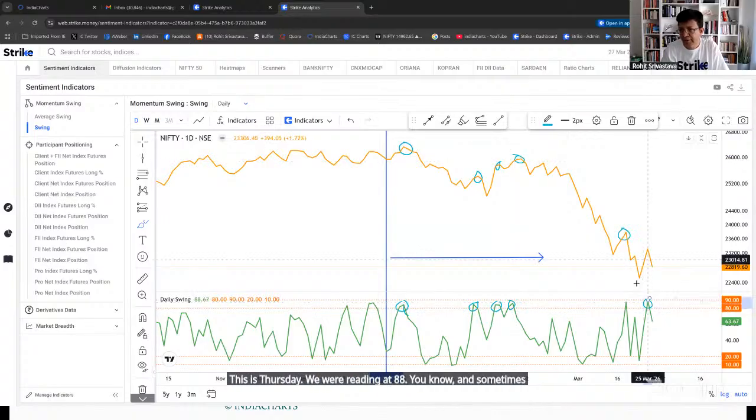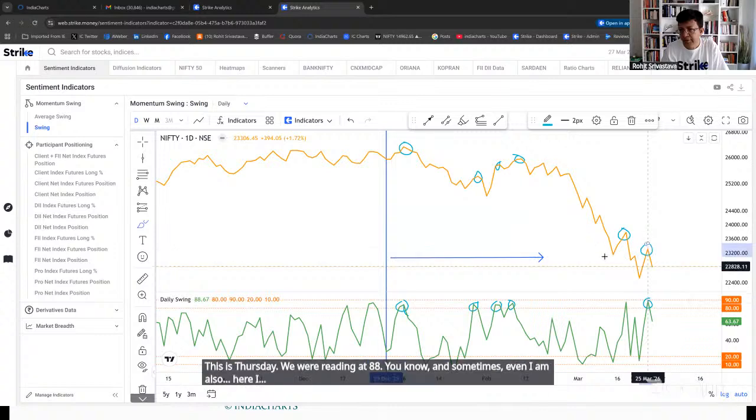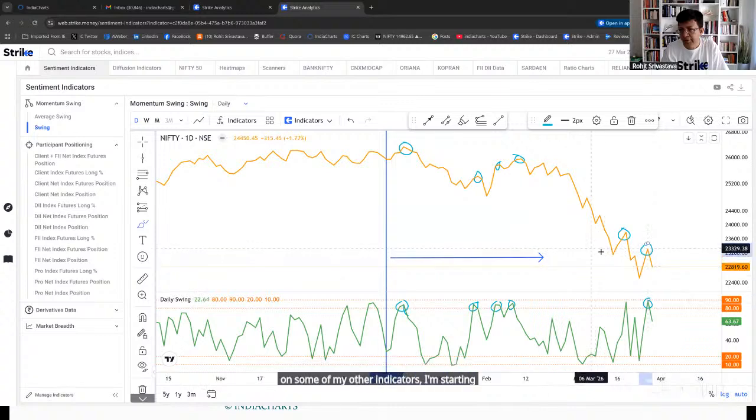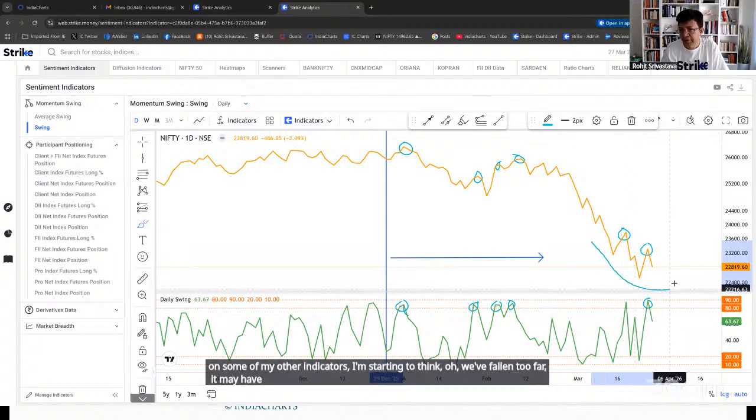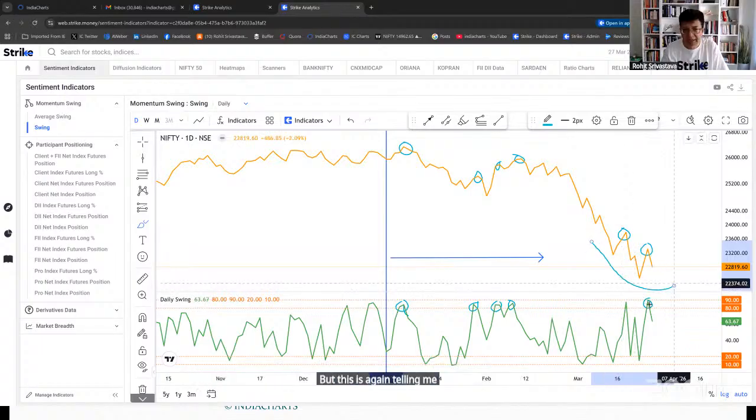And sometimes, on some of my other indicators, I'm starting to think, oh, we have fallen too far, it may have bottomed out. But this is again telling me sell. So do I take action? If nothing else, I should take hedges, short-term hedges, 2-week, 4-week kind of puts or something.